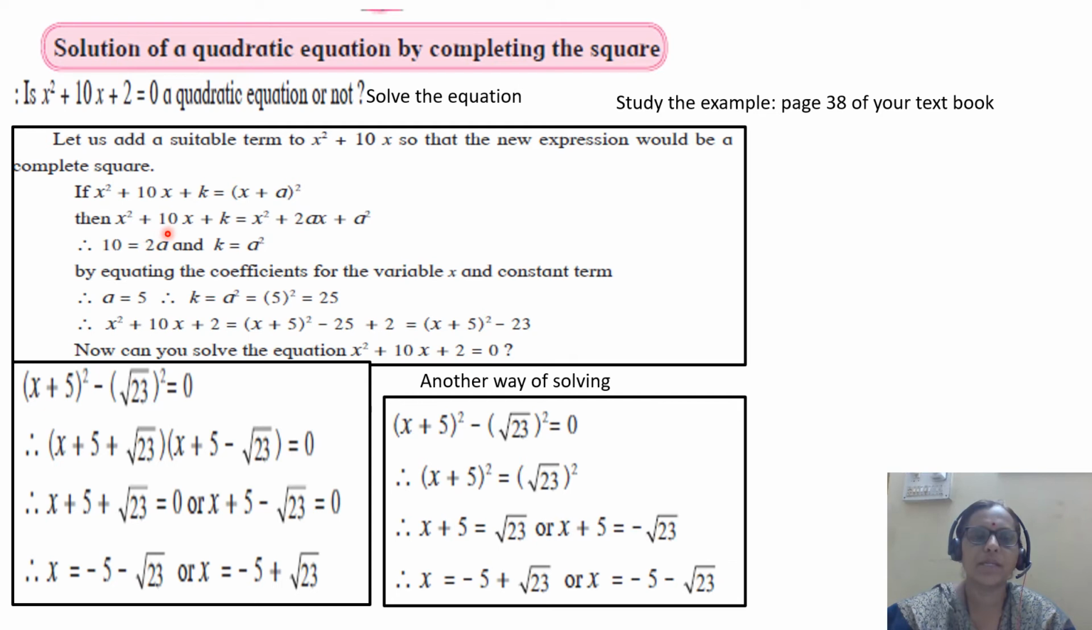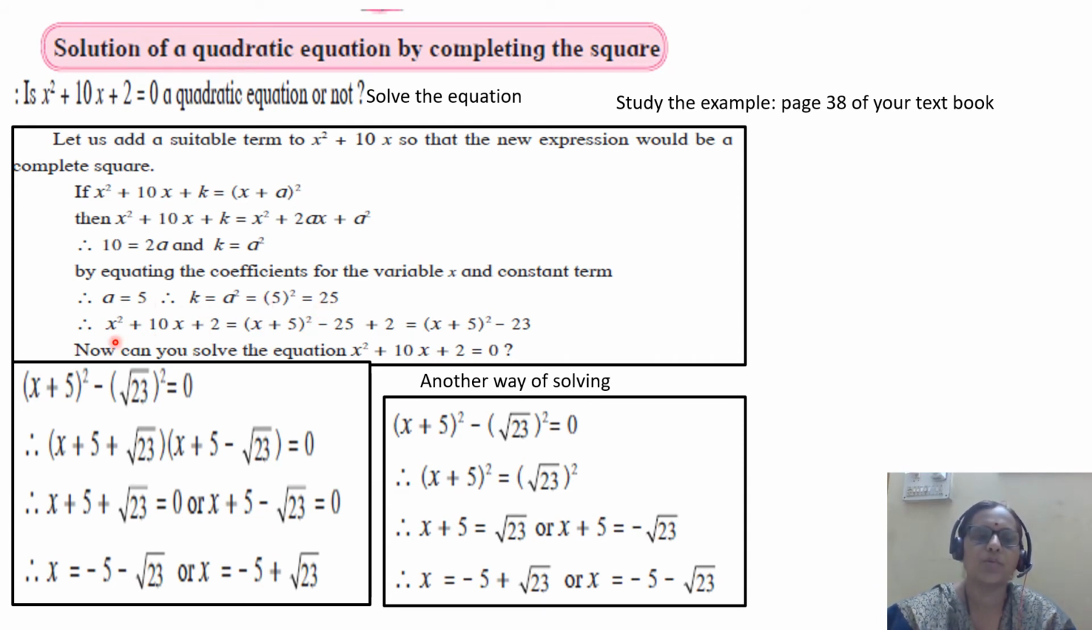Now x² plus 10x plus k is equal to (x plus a) whole square, which is x² plus 2ax plus a². Now compare 10x is equal to 2ax. x is getting cancelled. So 10 is equal to 2a. Therefore a is equal to 5. But the value of k is a². So k is equal to a². By equating the coefficients, we have a is equal to 5 and k is equal to 5², that is 25.